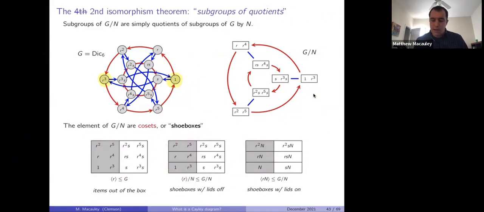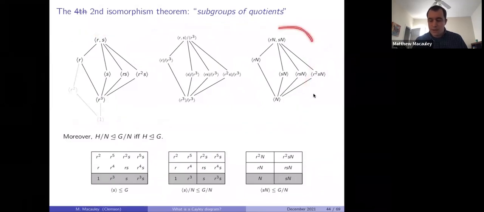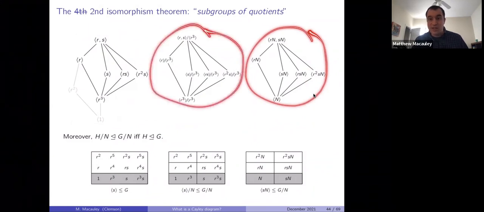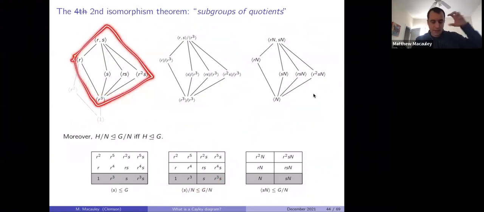Did I say this right? Subgroups of the quotient and subgroups of the original group that contain this. And so here's another way to see this, via the lattice of the shoeboxes. Here are the shoeboxes with the lids off. And then here's the original Cayley subgroup lattice. And what we're basically doing is chopping everything below here. So the quotient, you can see it sitting here like a stalactite.